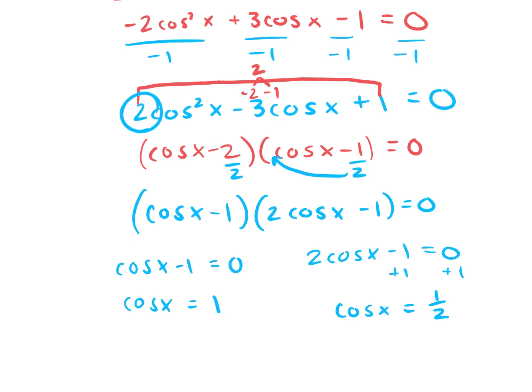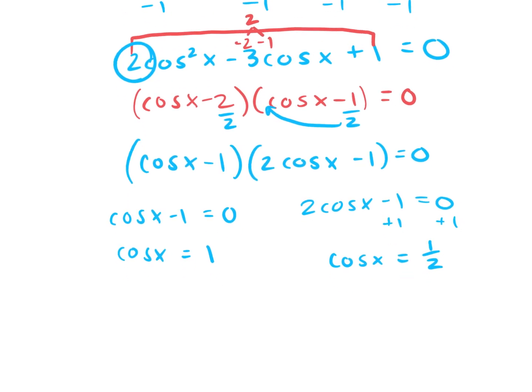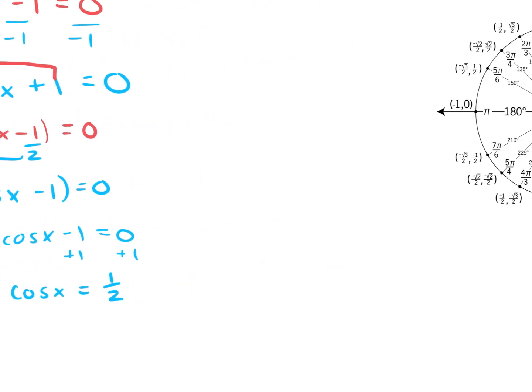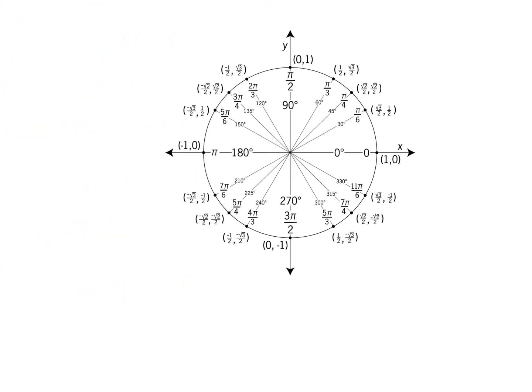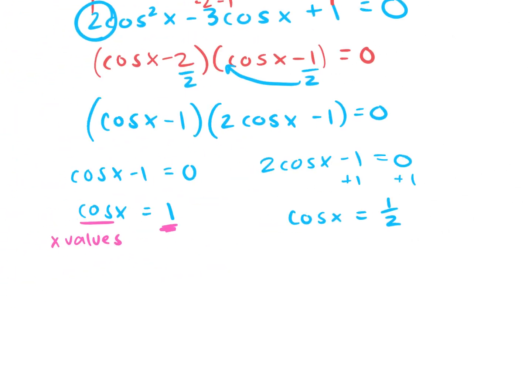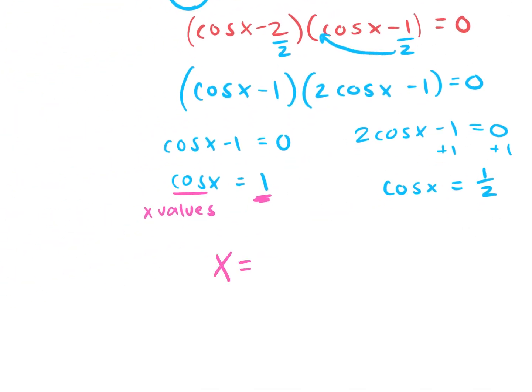What's next? Awesome. Cosine tells us we have to look at the x values. So I need to see where my x value is 1. So I go to my unit circle. Where is my x value 1? 0. Anywhere else? Nope, that's it. So x is equal to 0.